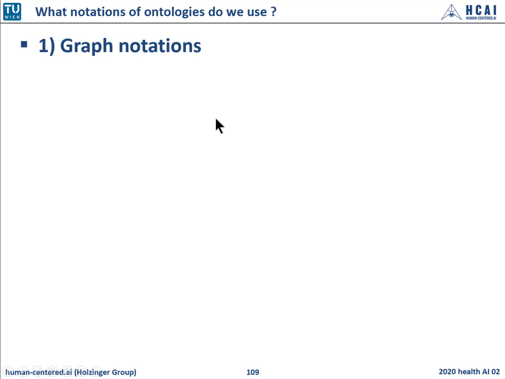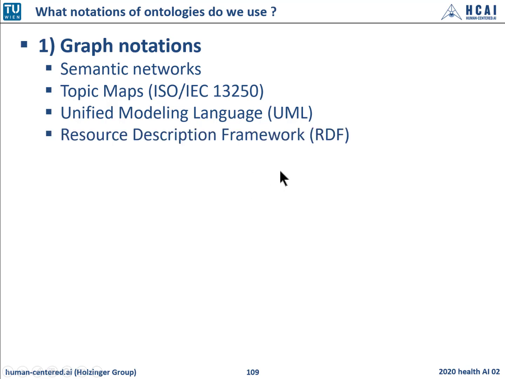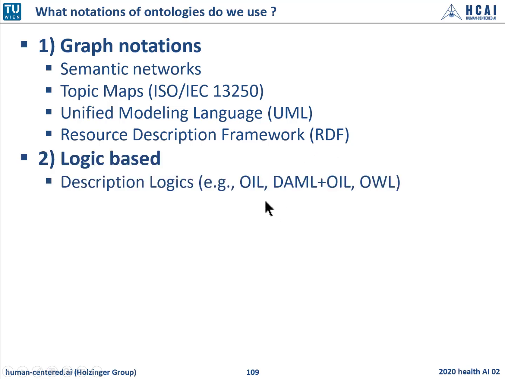Graph notations, for example, most of all, semantic networks or topic maps. This is an ISO standard already. Unified Modeling Language, as you know it from software engineering, is used for the notation. Then the Resource Description Framework, RDF, of course. Then we have logic-based notations, for example, description logics, a lot of them. Here only mentioned a few, for example, OIL. OIL is short for Ontology Interchange Language.